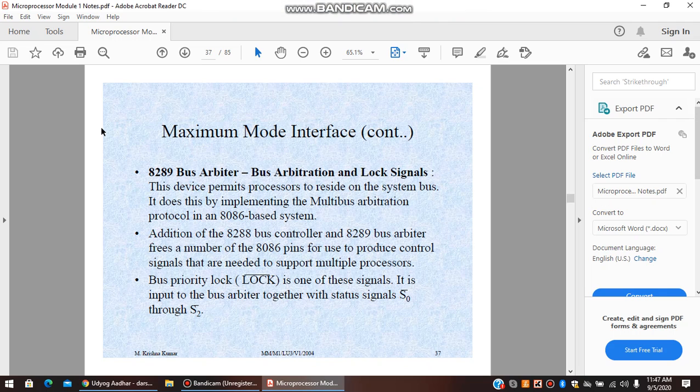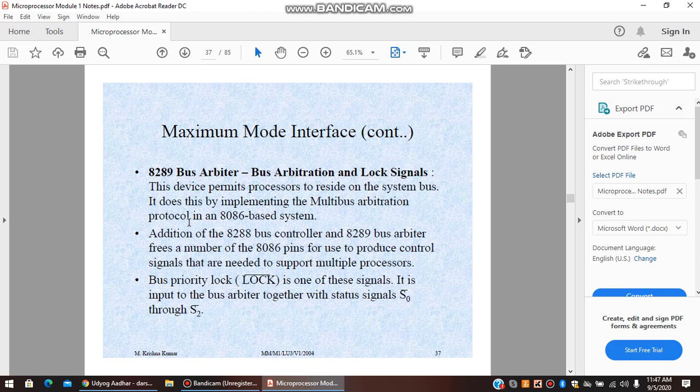Okay, so continuing from the previous video, we were talking about 8289 bus arbitration and lock signals. This device basically permits the processor to reside on the system bus. Whatever bus related locking and allowing is there would be performed by the 8289 bus arbiter. The addition of the 8288 bus controller and 8289 bus arbiter frees a number of the 8086 pins for use to produce control signals that are needed to support multiple processors.